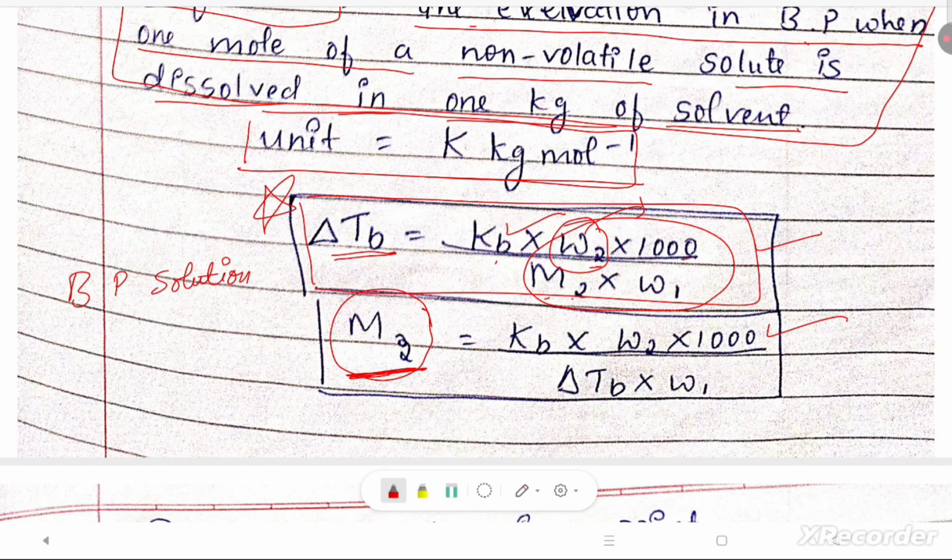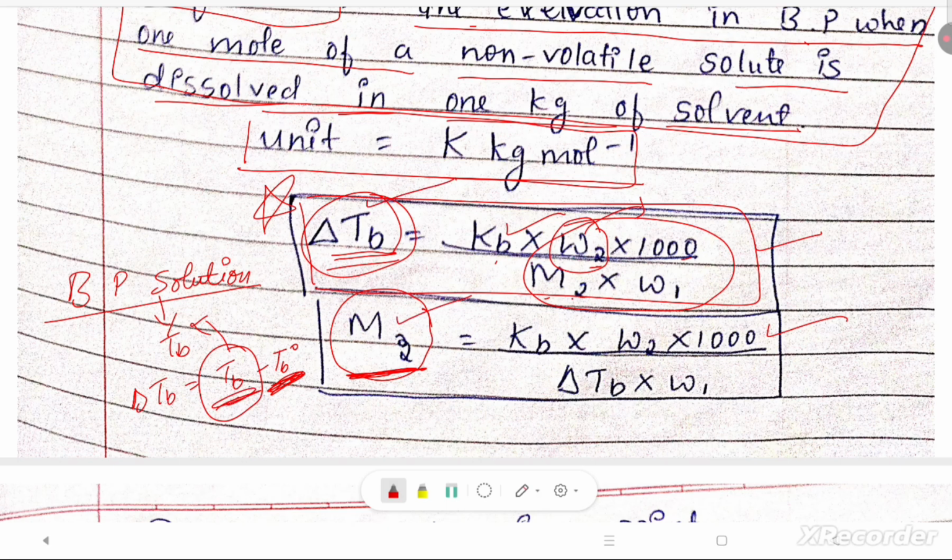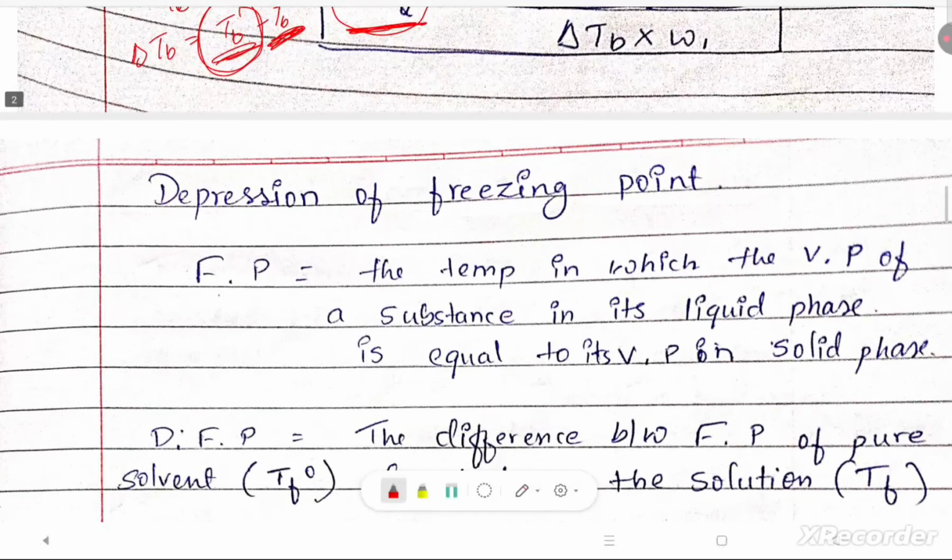Okay, if they're asking to calculate the boiling point of a solution, that means Tb. First calculate delta Tb, then they'll give Tb naught, and then you can easily find out Tb. They may ask this one also, or this, any three from this elevation of boiling point. Understood?